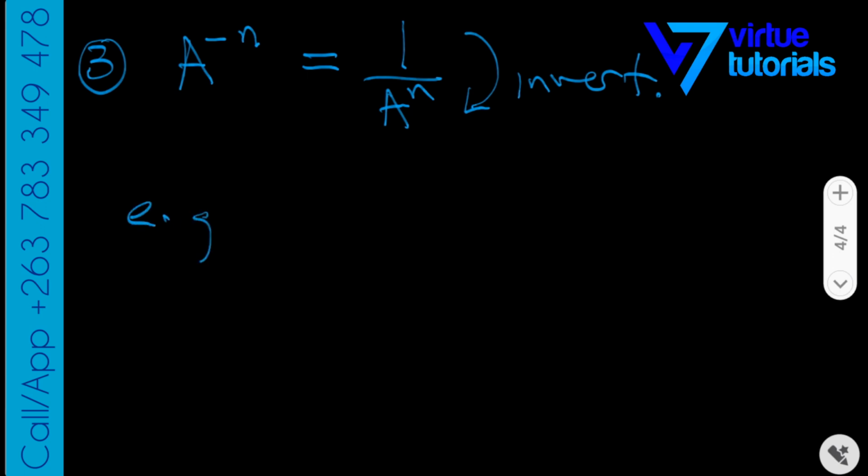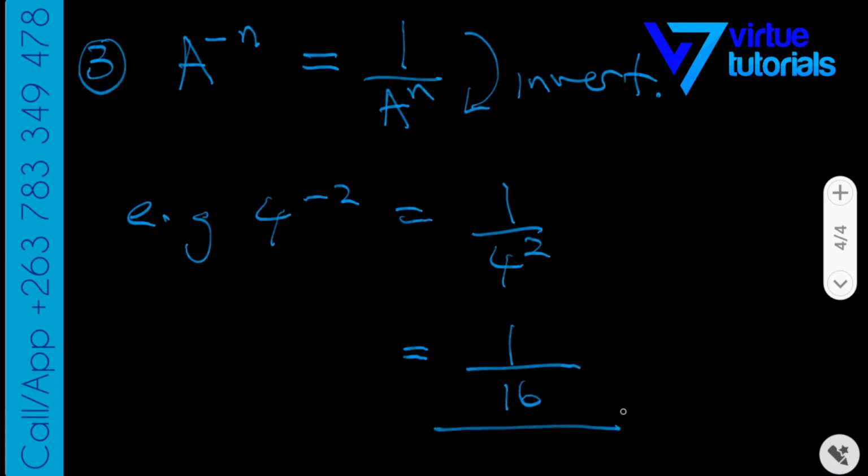So for example, if I had 4 to the power minus 2, this becomes 1 over 4 to the power 2. And if you are interested in going further, 4 to the power 2 is 16, so that's 1 over 16. Okay, so notice that after I inverted, the power became positive. The power does not remain negative. The only function of the negative in the power is to invert this number.